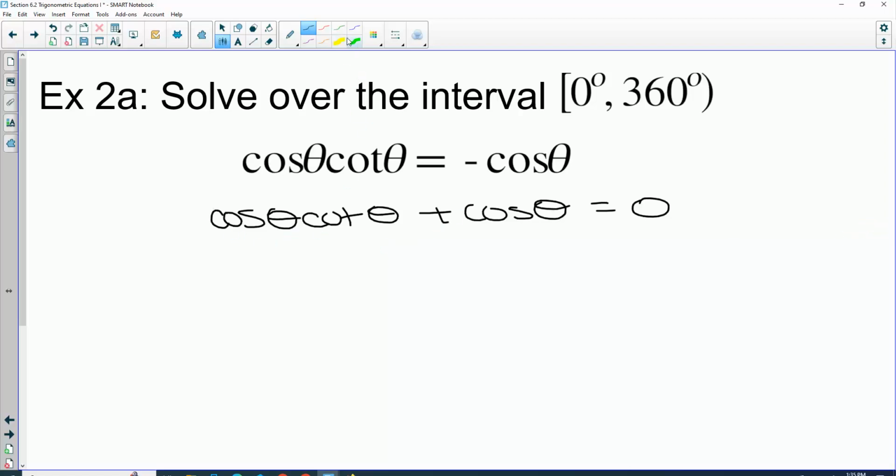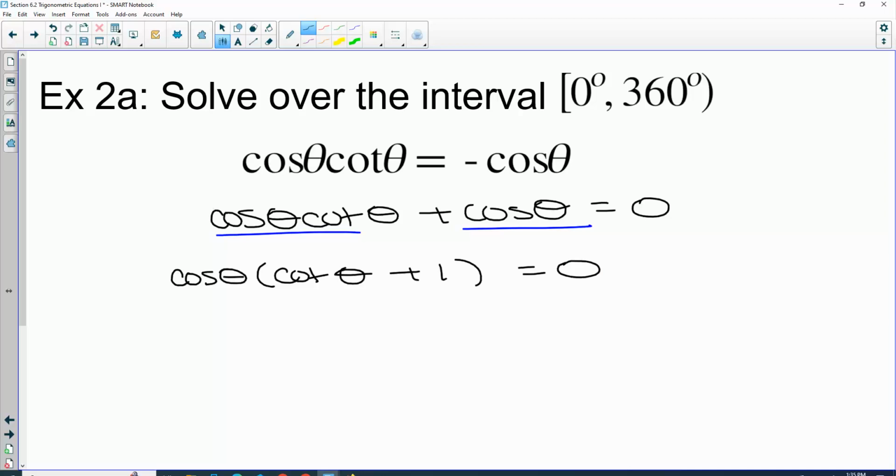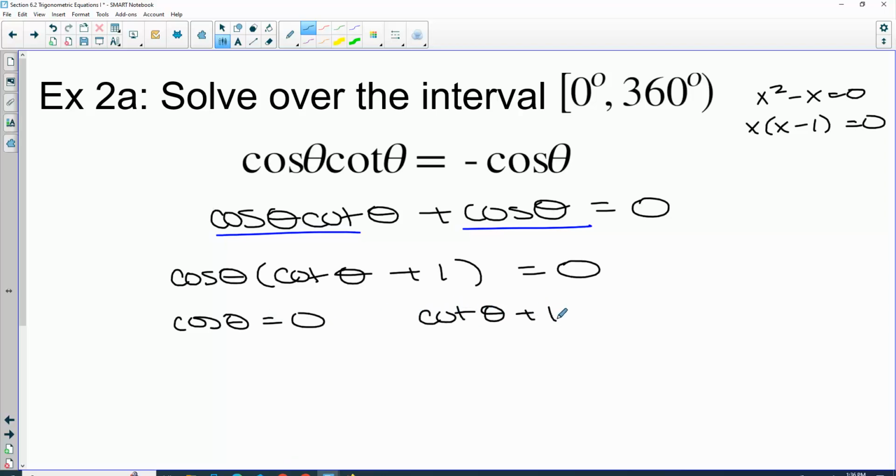When I look at this, we have two terms. Both terms have a cosine theta, so we're going to factor that out. So now I have two things multiplied that equal 0. So just like when we have fraction and quadratics, if you got to x squared minus x equals 0 and you took out your x, we set each of those equal to 0, right? That's what we're going to do here. So we need to find when cosine is equal to 0, and when cotangent theta plus 1 is equal to 0.